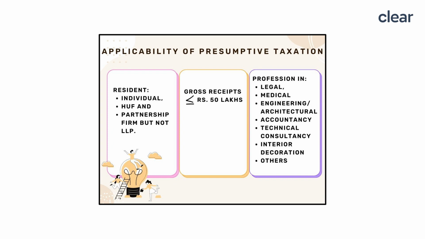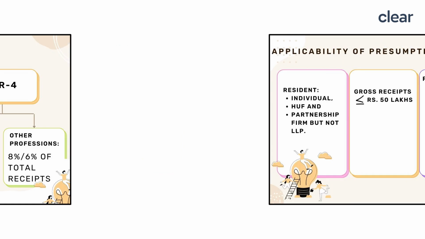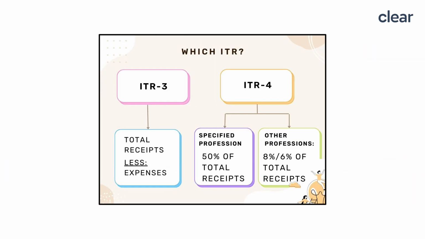Say if you are a specified professional in the field of legal, medical, engineering, architectural, accountancy, technical consultancy, interior decoration or others as specified, and your total receipts do not exceed Rs 50 lakhs, then you can pay tax on only 50% of your income, that is half your income.